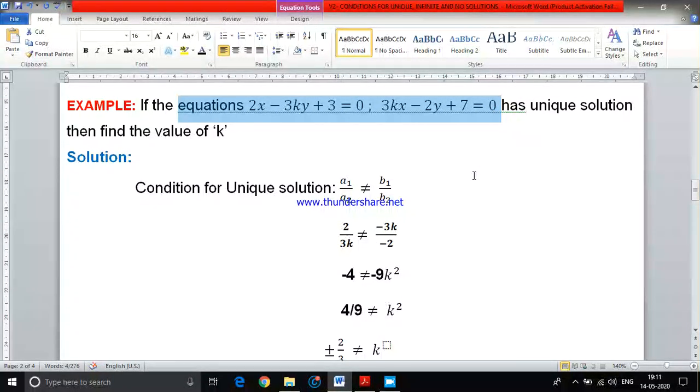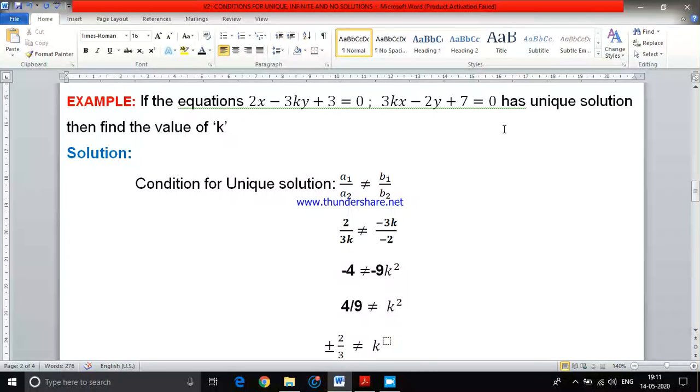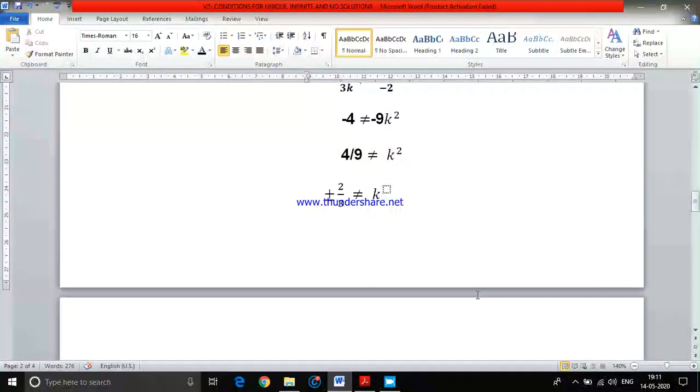What it means is, if I take k equals 2 by 3 or k equals minus 2 by 3 and substitute here, then you will not get a unique solution. It may go for no solution or infinite solutions. But if I take any k value other than 2 by 3 and minus 2 by 3, say 1, minus 1, 0, 2000, 10 lakh, anything, this system will always give you a unique solution. So we solved for infinite solutions and for unique solution.